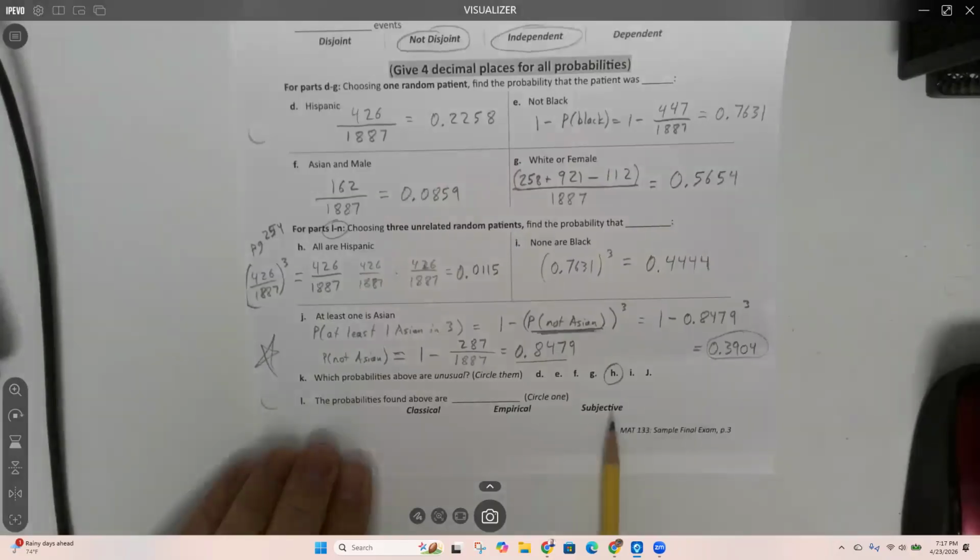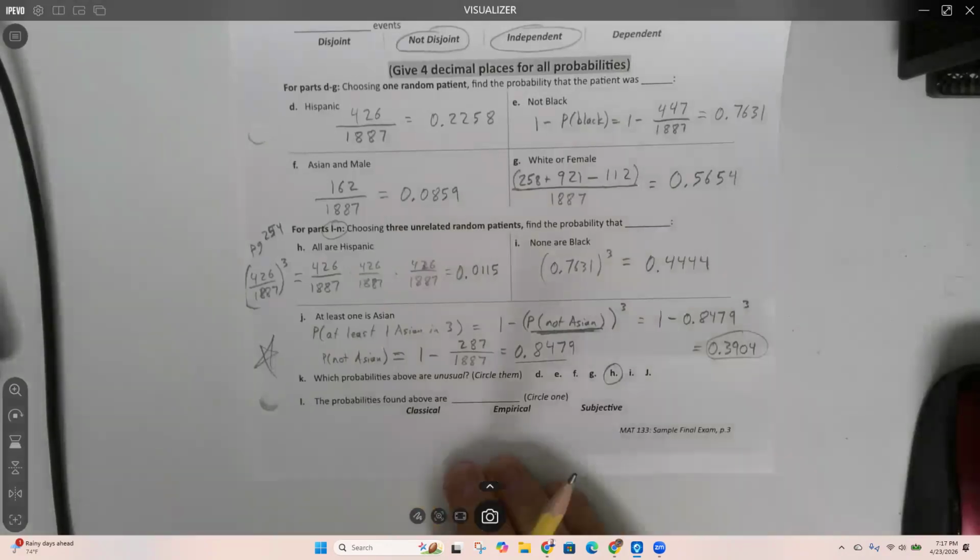Subjective is if you just have a gut feeling on it. Classical and empirical can be confusing, which one's which. Classical is where we are talking about what could happen in this game or this experiment, but we haven't actually done anything. We haven't actually rolled the dice yet.